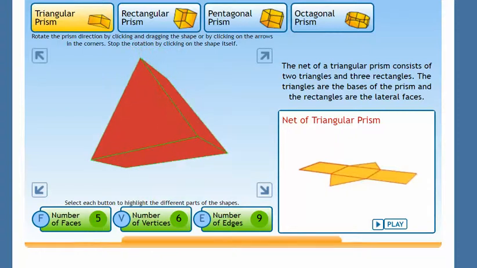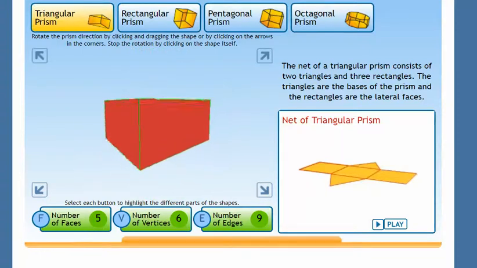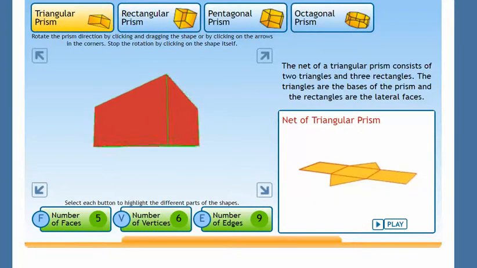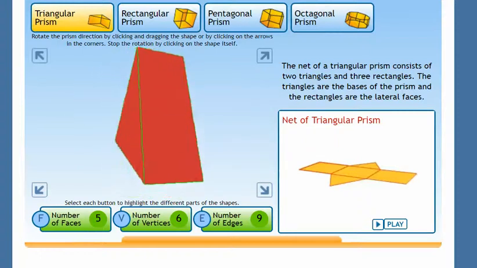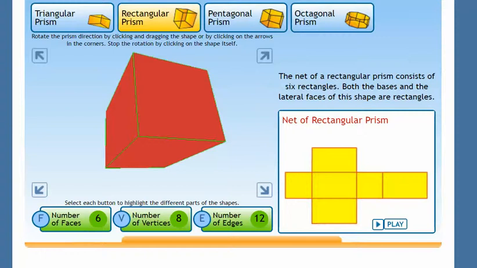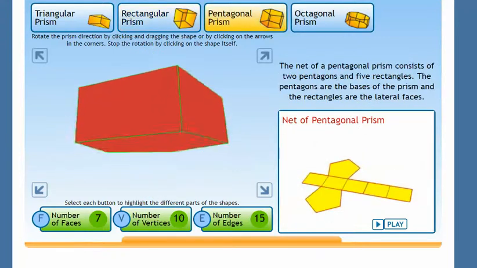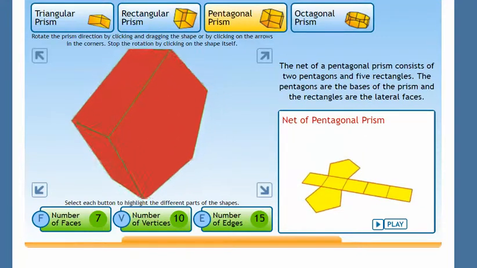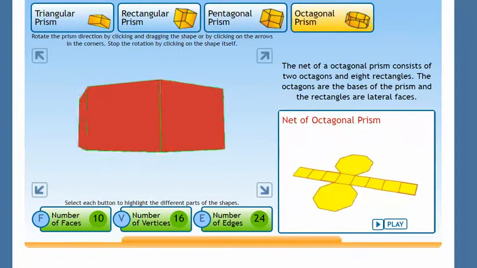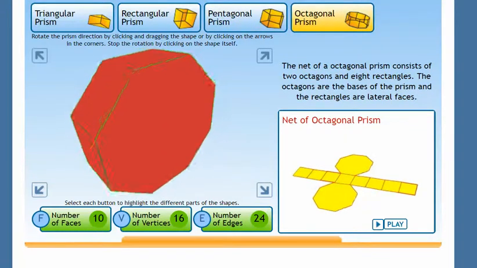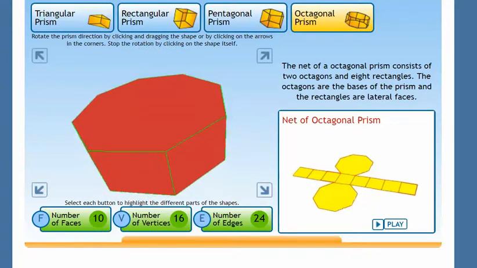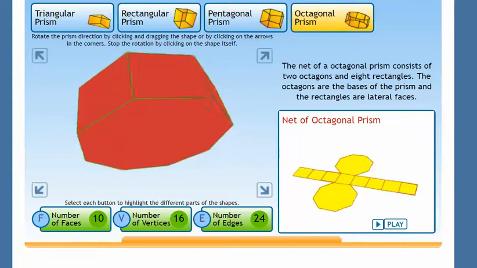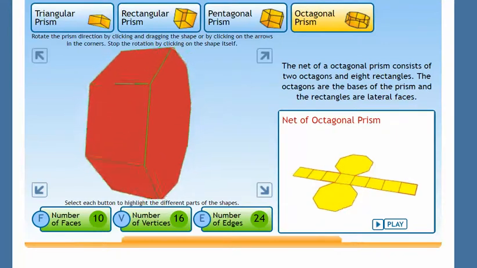If you look at this rotating triangular prism, the two sides that are parallel are the triangles, and then my lateral faces are the rectangles. A rectangular prism looks like that. For the pentagonal prism, notice my pentagons are my base, and my lateral faces are the rectangles. And then here's an octagonal prism. If you notice in the bottom right corner, this is the net of a prism, which just means if I were to cut along the seams of a prism, this is what it would look like.